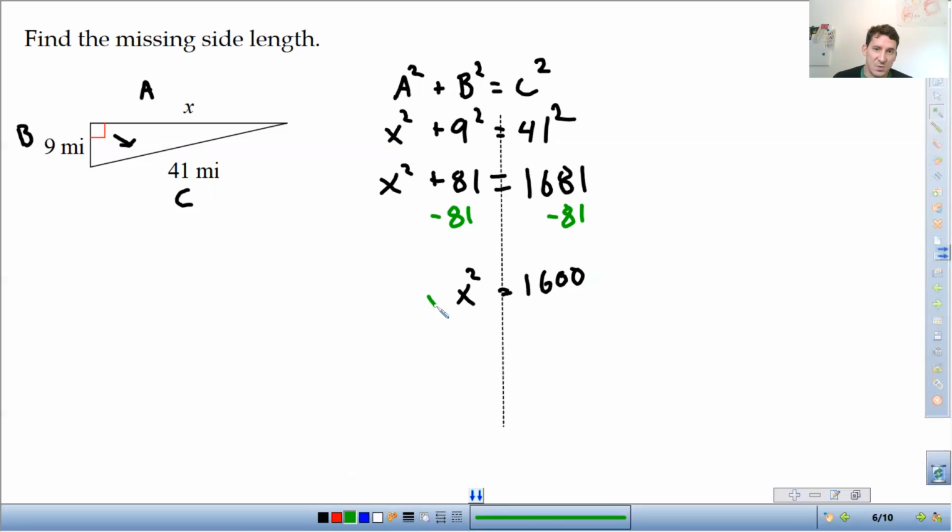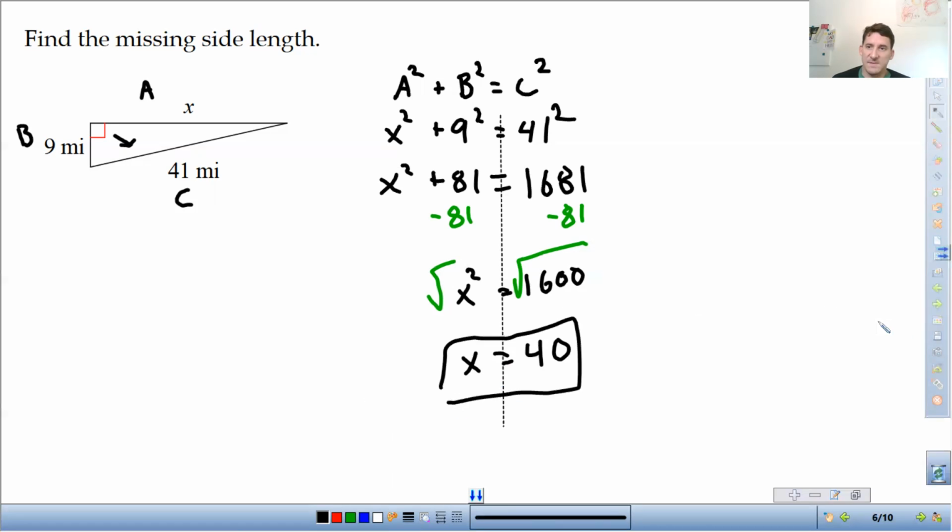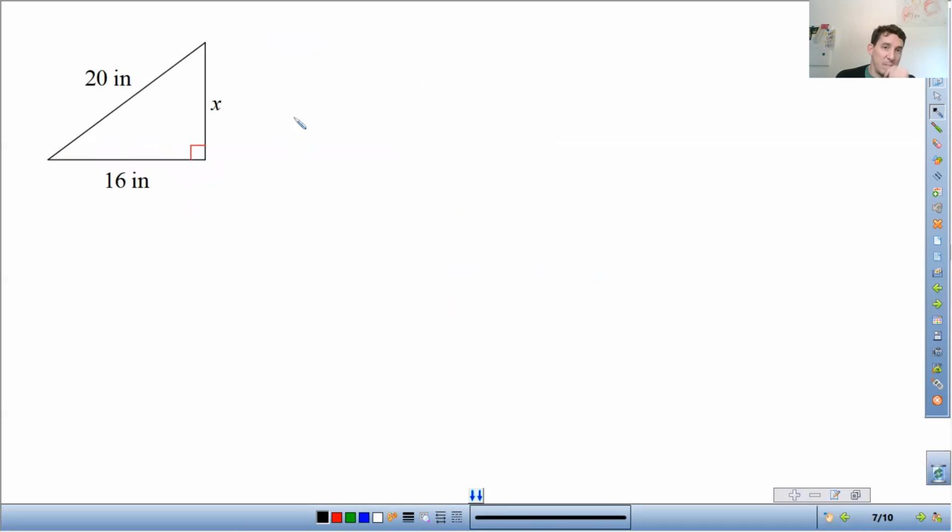Now I can square root both sides. And then x squared is x, square root of 1,600 is 40. So the missing side length is 40. Right. Sure. We'll do one more of those.